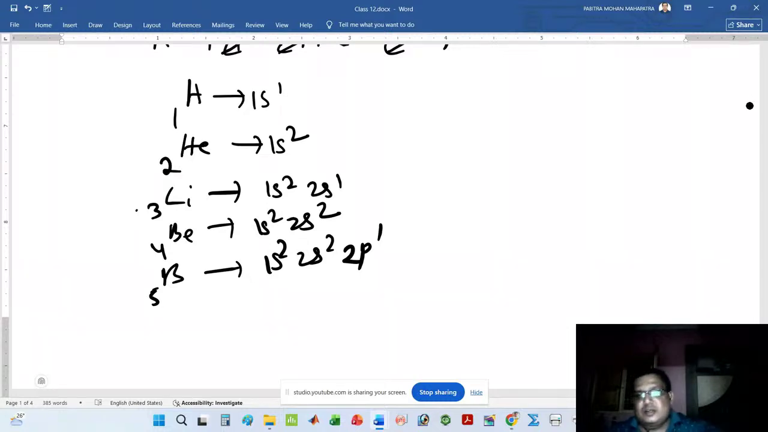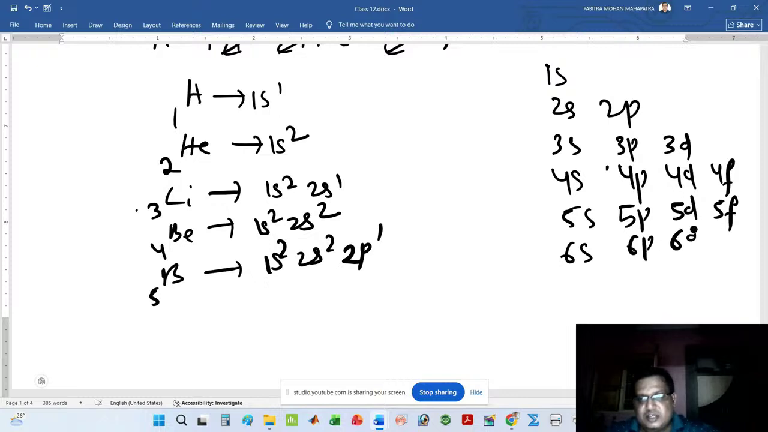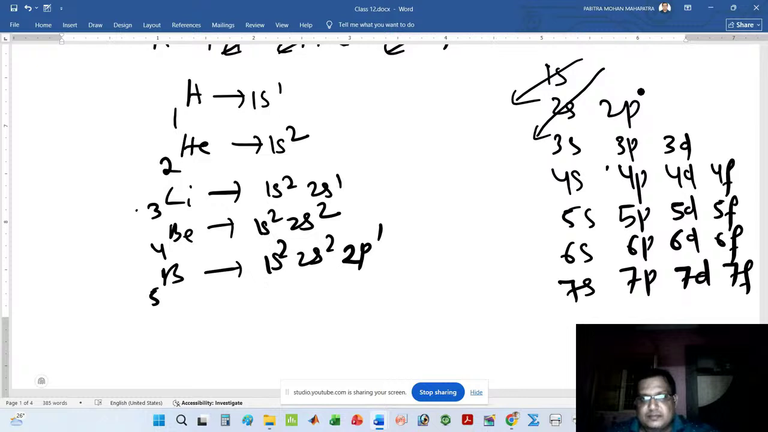Clear? Again I want to draw the same diagram. 1s, 2s, 2p, 3s, 3p, 3d, 4s, 4p, 4d, 4f, 5s, 5p, 5d, 5f, 6s, 6p, 6d, 6f, 7s, 7p, 7d, 7f. You can give the arrow mark like this.